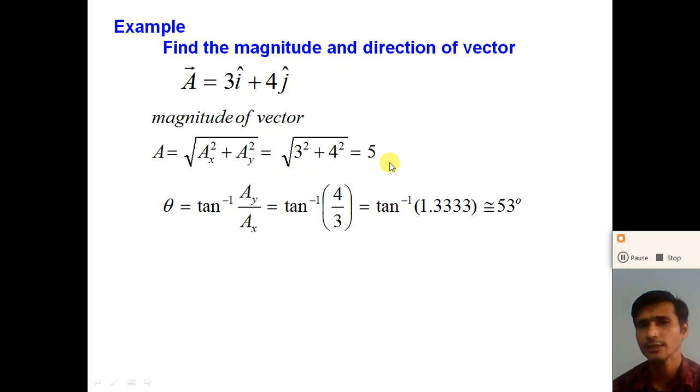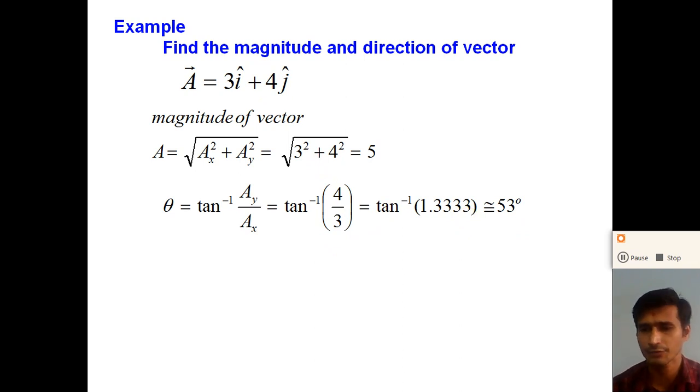Now the direction with the positive x-axis. If you want to find the direction with the positive x-axis, how can we find it? Theta is equal to tan inverse of the y component divided by the x component. So tan inverse, here the y component is 4 divided by the x component 3. 4 divided by 3 we get the value 1.3333. So dear student, how can we find the angle from the values?